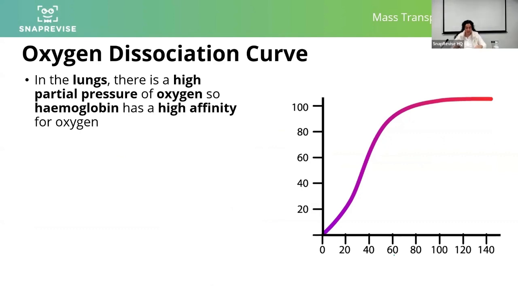So what is happening? In the lungs, we have a high partial pressure of oxygen. So basically this end here, this is what is happening at the lungs. Remember that partial pressure is how we describe the relative concentration for gases. So it's the relative amount of oxygen with respect to other gases that are present, such as carbon dioxide.